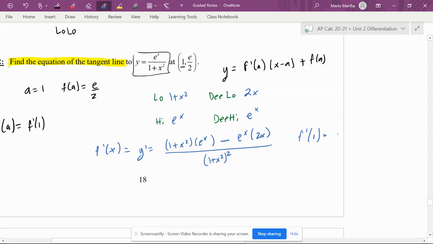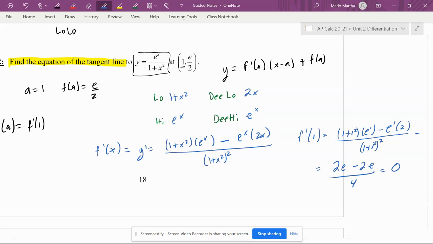We substitute, and we're going to get 1 plus 1 times e to the 1 minus e to the 1 times 2, and then divided by 1 plus 1 squared. So simplify this. This is going to give us 2e minus 2e all over 4, and that would be pretty much 0. So here we can determine that the slope at that point is 0.